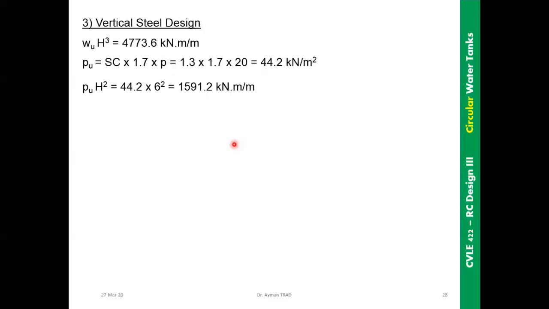Now we'll pass to the vertical reinforcement, so designed by the moment. The moment will be equal to a coefficient times W ultimate H cube. Its advantage from the previous application is the same W ultimate. For flexure, the standard coefficient is 1.3 and for fluid 1.7, and W times H cube comes out to 4773.6. Now P ultimate, again standard coefficient for flexure 1.3, for fluid 1.7 times P, comes out to 44.2. P ultimate H square comes out to 1591.2. Then the moment is equal.